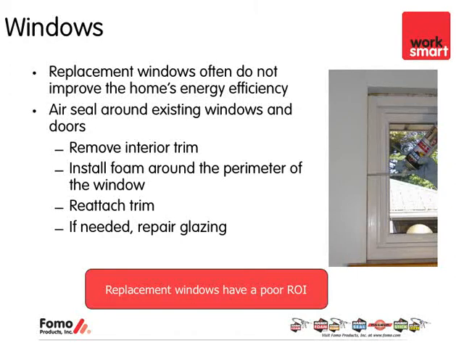What you can do to improve any window, even an existing window, to make its comfort better is to air seal around those windows. In this case, you would remove the interior trim of the window and install foam around the perimeter of the window, between the window and the actual stud of the wall, reattach the trim, and if needed, repair any glazing. Most air leakage around windows does not obviously come through the window itself, but from around the windows. In this case, you'd be able to address those issues.